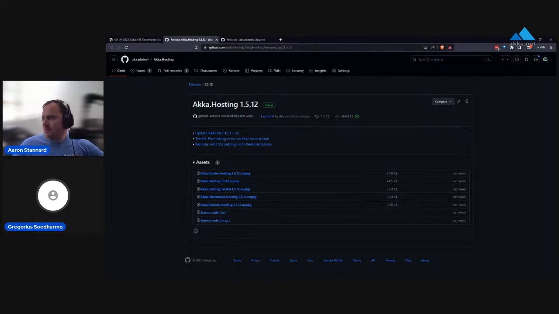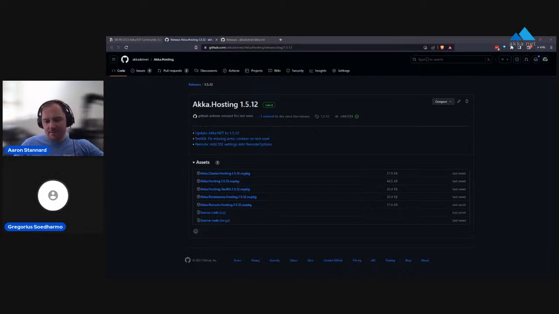The missing actor context inside the hosting test kit is a bit of a weird bug that was caused by thread static. The problem is that the host that actually runs the test is not in the same thread as the actor system inside the host. So that causes the actor context not being synchronized between the two of them. So we fixed that. Yeah, that was a nasty one.